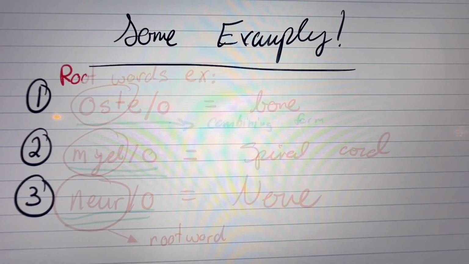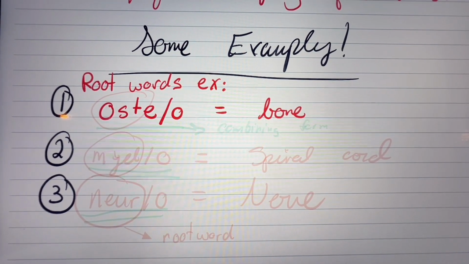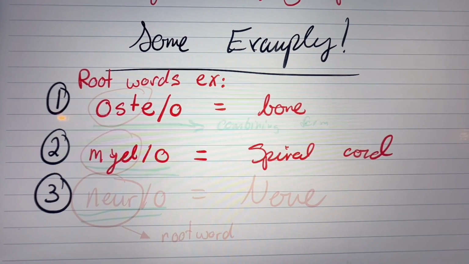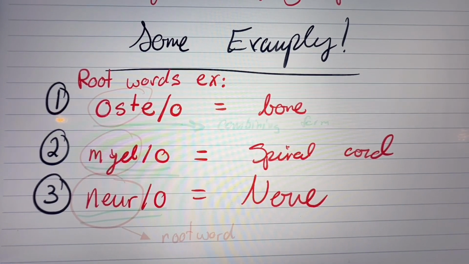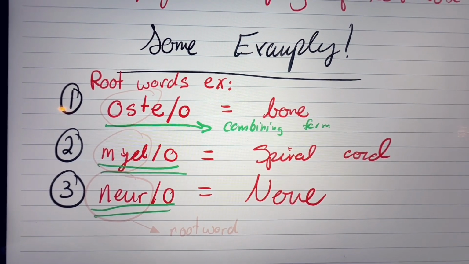All right, for our root word examples, the first one we have is osteo, which means bone. Then we have myelo, which is spinal cord. And finally, neuro, which means nerve. So oste is the combining form. Same with myelo and neuro.